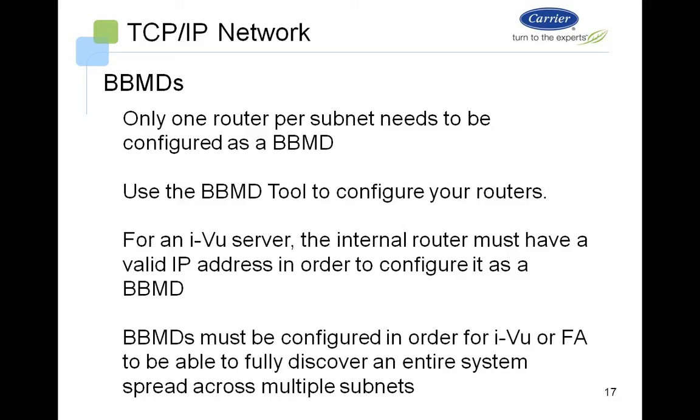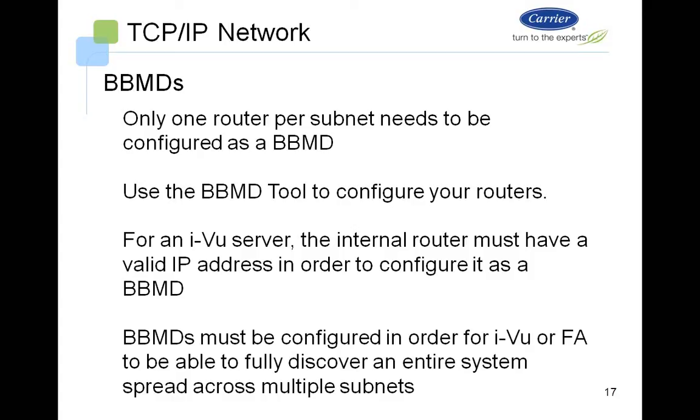If you've got IV open routers and links on different subnets, you must first set up the BBMDs in order for iView or Field Assistant to be able to fully discover the entire system, because, as mentioned, BACnet uses broadcast to discover controllers, and if you don't have the BBMDs configured at the time you're trying to do the discovery, then the broadcasts that Field Assistant or iView is sending out will get lost in the network routers, because they won't be pushed across because the BBMDs haven't been configured.